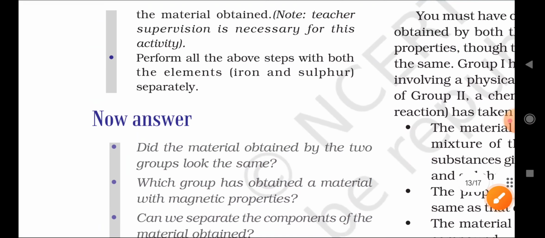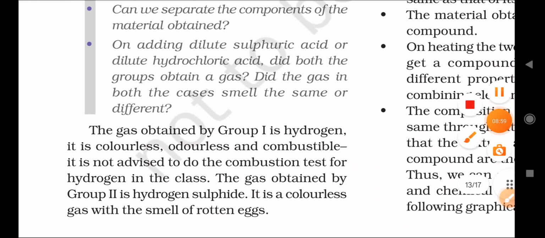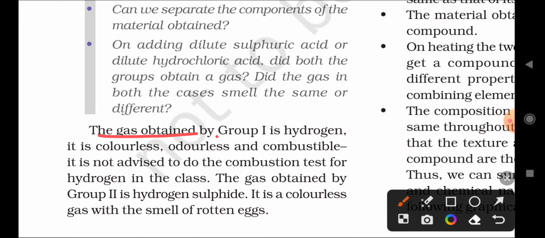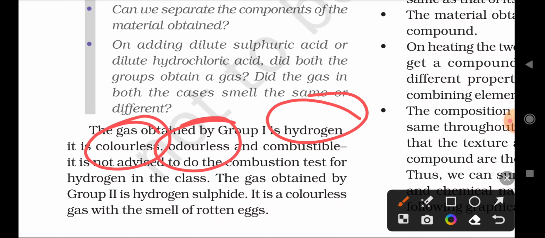After the first group and second group are added with carbon disulfide or hydrochloric acid or sulfuric acid, the gas obtained in group 1 is hydrogen. It is colorless, odorless and combustible. It is not advised to do the combustion test for hydrogen in the class. So the first group obtains hydrogen, which is colorless, and odorless means there is no smell.